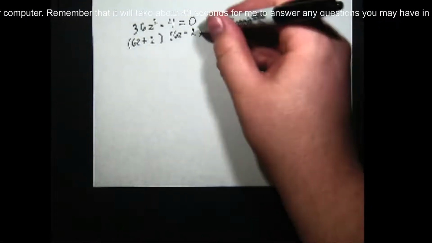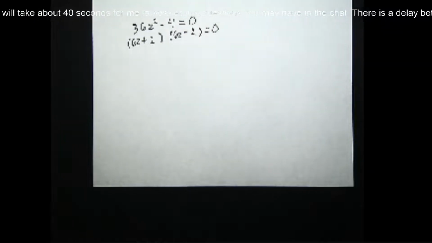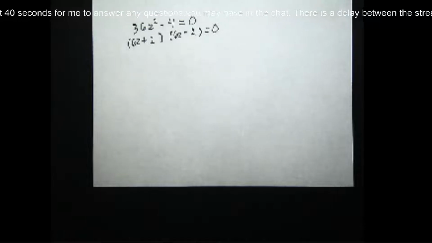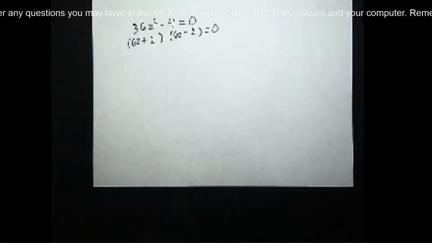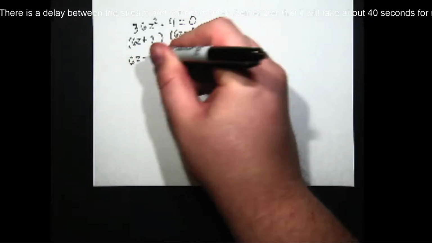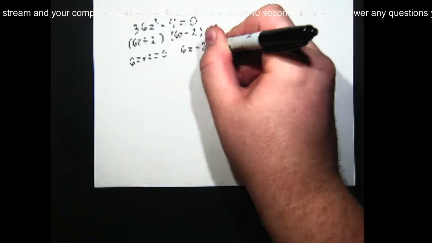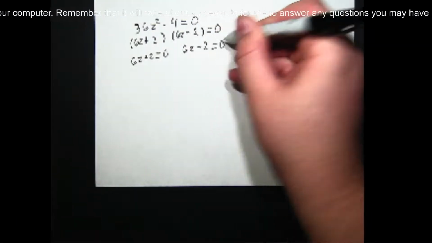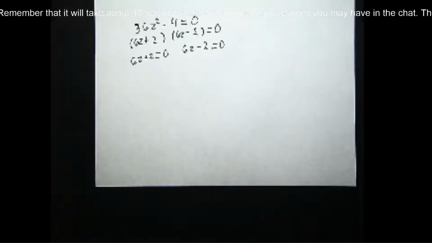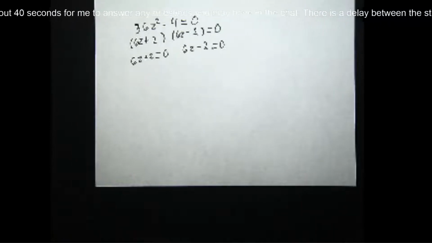Remember, the factored form is still the same thing. It's still equal to 0. So now we can use our zero product principle to say that if we're multiplying two numbers and getting 0, one or both of those numbers would be 0 as well. So 6z plus 2 could be 0, and 6z minus 2 could also be 0. So now it's just a matter of solving each of these.